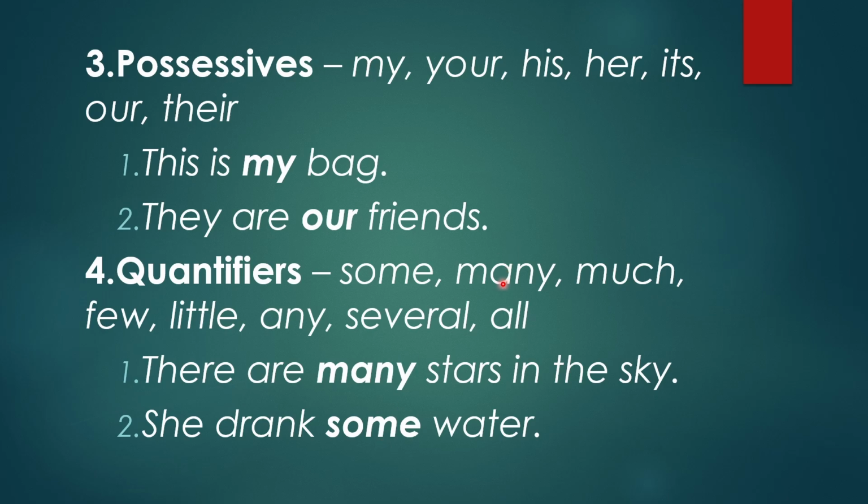Then many is used to indicate a large number of countable nouns, like many stars. There are many stars in the sky. Those are countable but in large number. In the same way, I have many books. Countable, but many books, a large number of books you have.